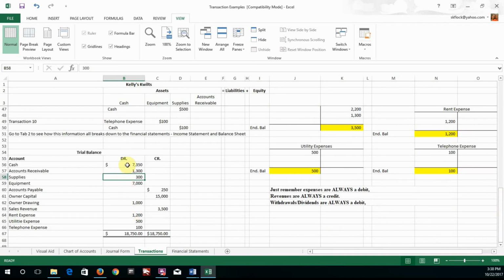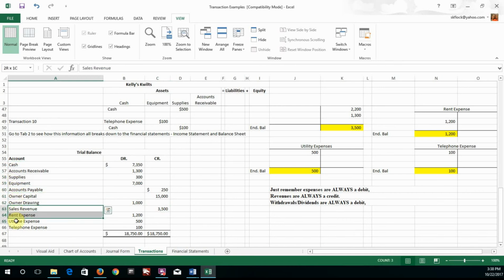My ending balance in my cash account was a debit balance of $73.50. My accounts receivable has a debit balance of $1,300, and so on. And here are my credit balances for my accounts payable, my owner's capital, and my sales revenue. Again, these are listed in the same order as your chart of accounts. These are all of my asset accounts. Here's a liability account. Here are my two equity accounts.